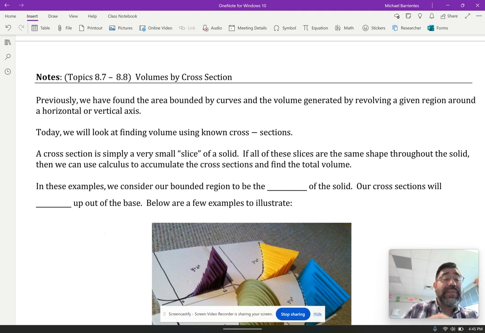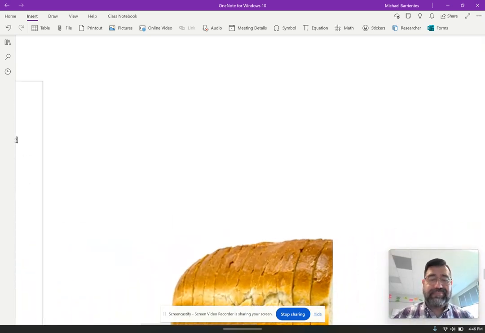I will say that this first sentence, we really haven't talked about volumes generated by revolving a given region around a horizontal or a vertical axis. We haven't gotten to that yet. That's coming after this set of videos. And so we've only done areas. But the idea behind volumes by cross section, I think, is pretty basic and pretty applicable.